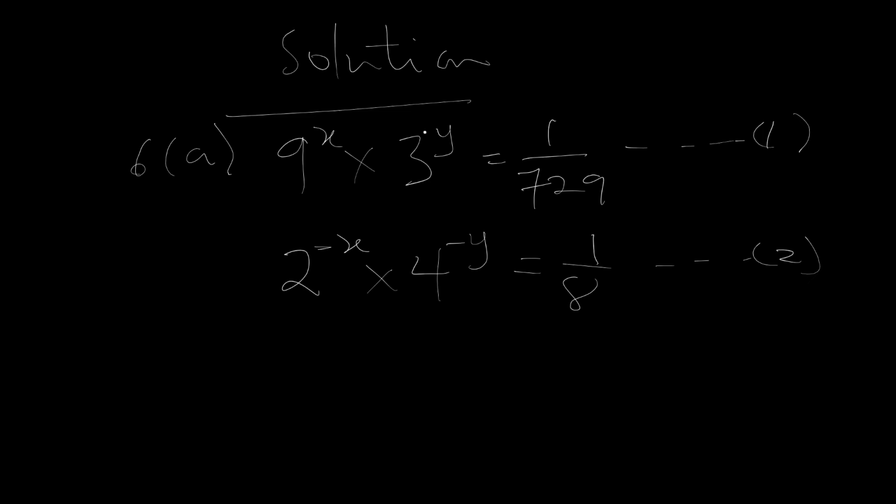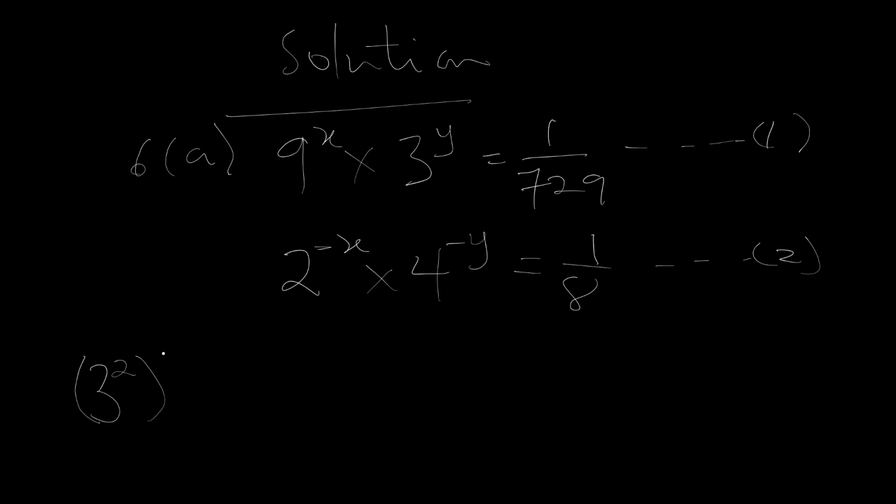What we do to equation 1 is to express the whole equation to the smallest base. Now what I mean is, when we take the bases here, we have 9, we have 3, and we have 729. So we express 9 and 729 in base 3. Now 9 in base 3 is 3 raised to the power 2, because 3 times 3 is 9.